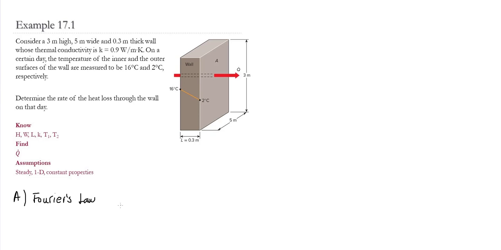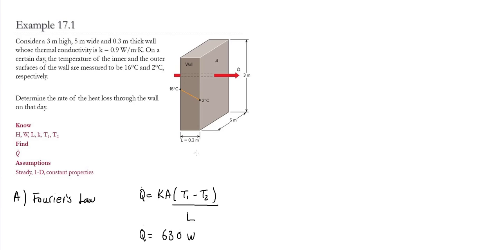Since we are assuming that this is a one-dimensional, steady, and constant property case for a wall, we know that the temperature is going to be linear, and we can determine that the rate of heat loss is going to be equal to the thermal conductivity, the cross-sectional area, the difference between the temperatures, and the distance in between the temperatures, or basically the thickness of this wall. So if we substitute all these values, we have the value Q dot is equal to 630 watts.